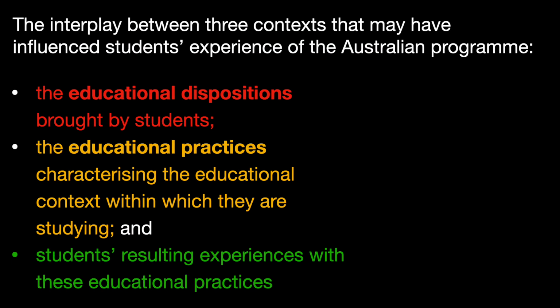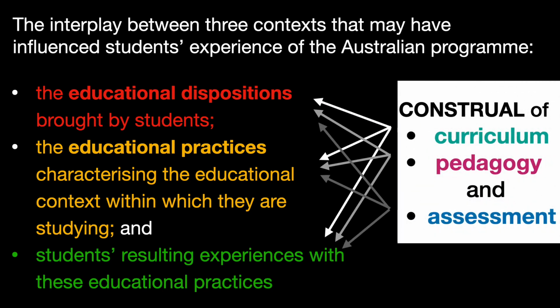So back to the study. Now, you'll recall that there were three foci. Here they are. The educational dispositions brought by students, the educational practices characterising the context within which they were studying, and the students' experiences of and with the Australian programme. Well, following a theory of Bernstein's that seemed useful to the researcher, who was Chen, it was thought to be helpful for each factor to be analysed in terms of its construal of what Bernstein called the three message systems of curriculum, pedagogy and assessment.